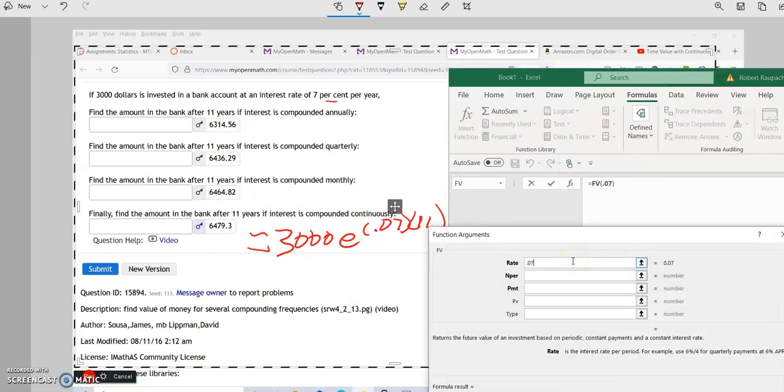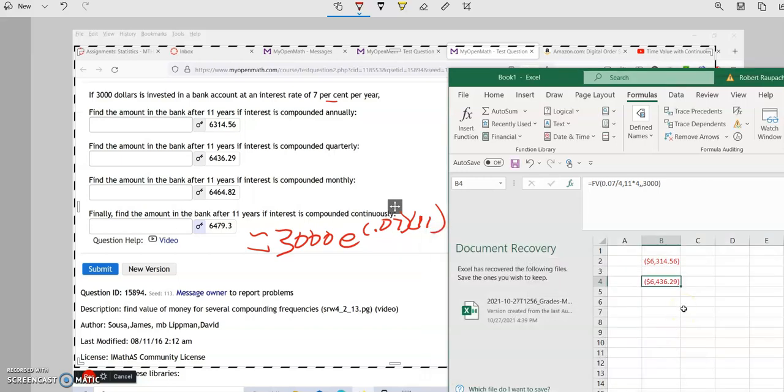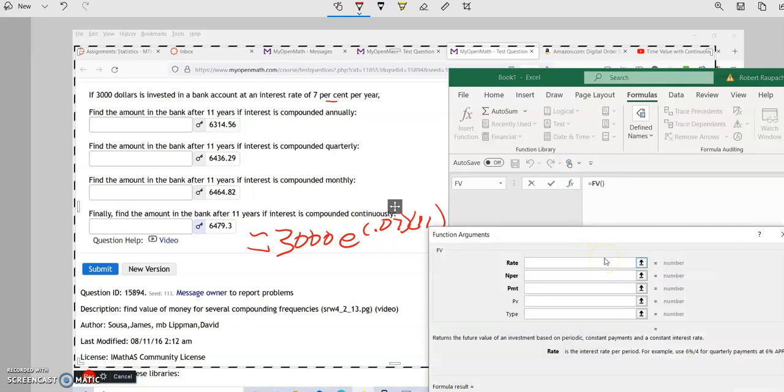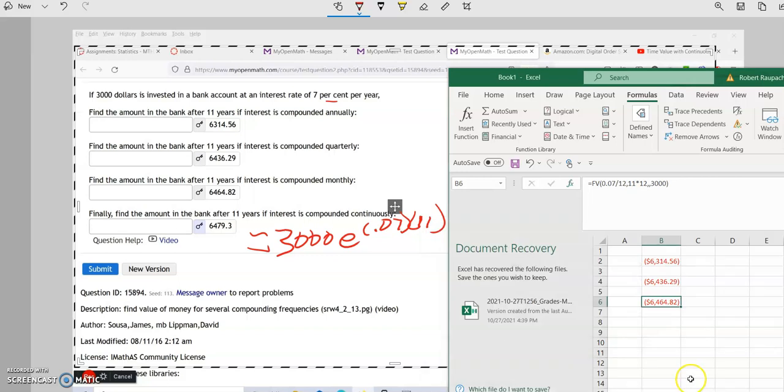And the rate this time is 0.07 divided by 4 because it's compounded 4 times a year. And now you go 11 times 4, okay, because it's 4 times a year. Present value, 3,000 again. And again, leaving these two blank. Voila, there's your answer. And the last one, you do the same thing, divided by 12 times 12, recently used future value. And the rate is 0.07 divided by 12. Okay, and the number of periods is 11 times 12, and the present value is 3,000, of course.